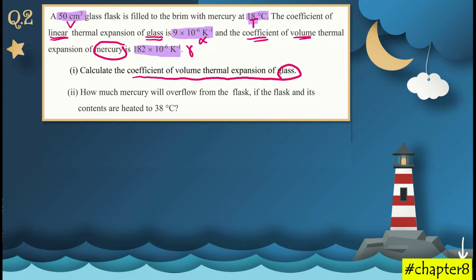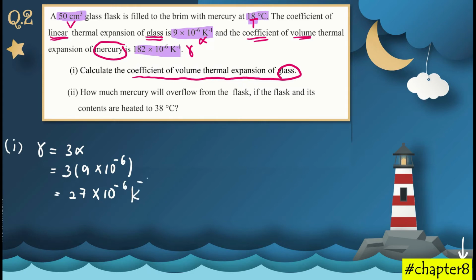So from the question, we only have alpha, meaning that to solve the first question, we need to find gamma. The equation for gamma is 3 alpha. So we just need to substitute. We multiply with the alpha given, 9 times 10 to minus 6. So we get 27 times 10 to minus 6, and the unit is per Kelvin.